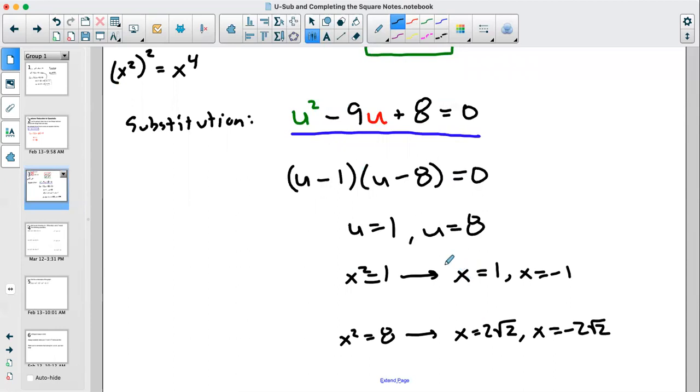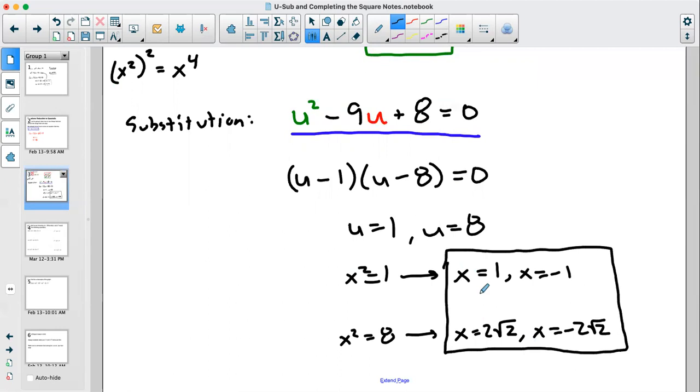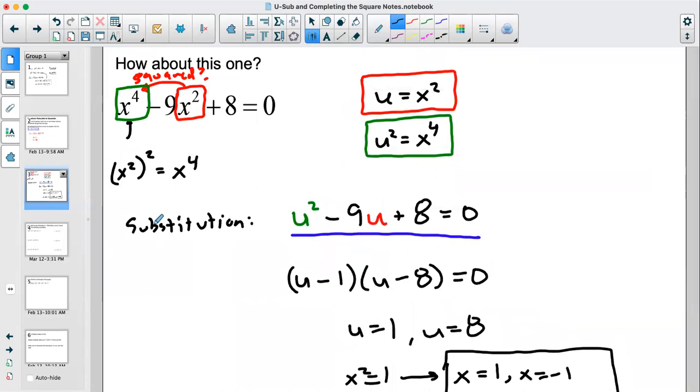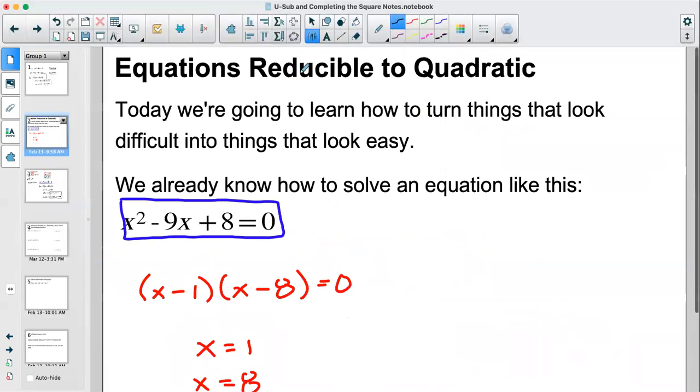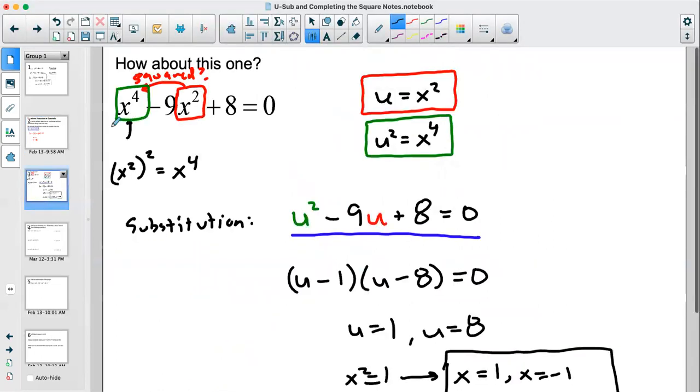So I've now solved this thing for x, which is what I was trying to do in the first place. So maybe you can see what I mean now when I say the last step is never solving for u. Because the original equation was in terms of x, which means my answers should be in terms of x. So this is u substitution, also known as reducing equations to quadratic. That's what this little title means, equations reducible to quadratic. In the sense that this was not technically quadratic because it was x to the fourth and x squared, and quadratic means just a squared term, but I reduced it to a quadratic equation and then I solved that one.